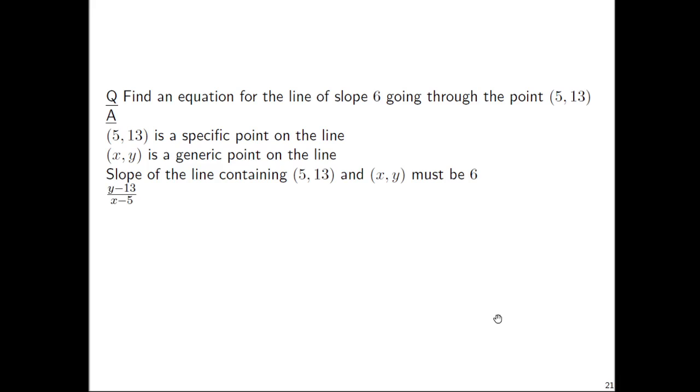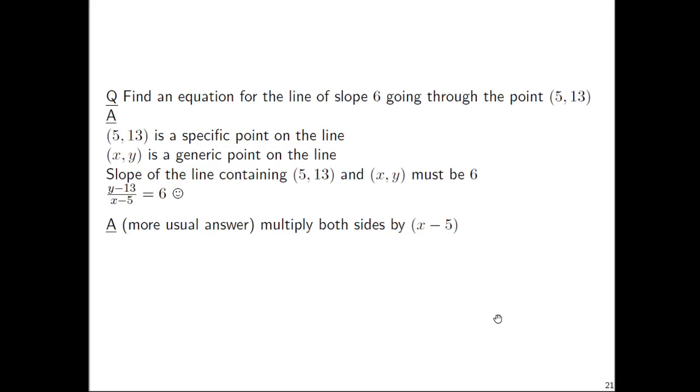So let's compute the slope of that line. Between the point (5, 13) and the point (x, y), run through the slope formula, you have y minus 13 all divided by x minus 5. And this must be 6, so that's the equal sign, and then 6.